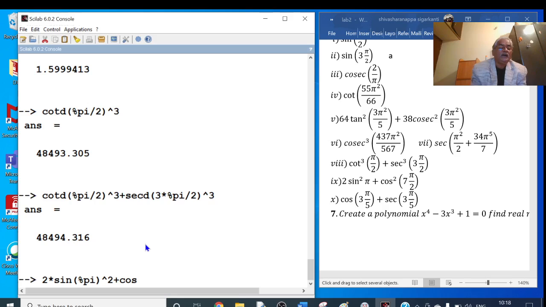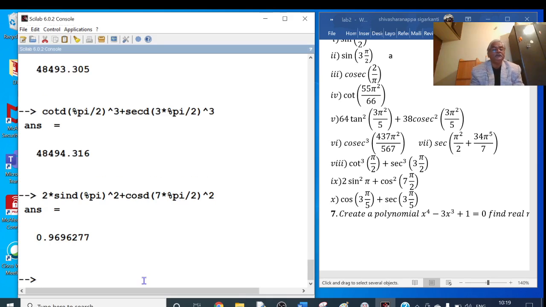Cos, I have to write in terms of degrees. Now this is also d. Okay, here cos d, bracket open, 7 star percent pi by 2, bracket close to the power of 2, cos square of 7 pi by 2, that is 2 sin square of pi plus cos square of 7 pi by 2. Press enter button. This is the value.